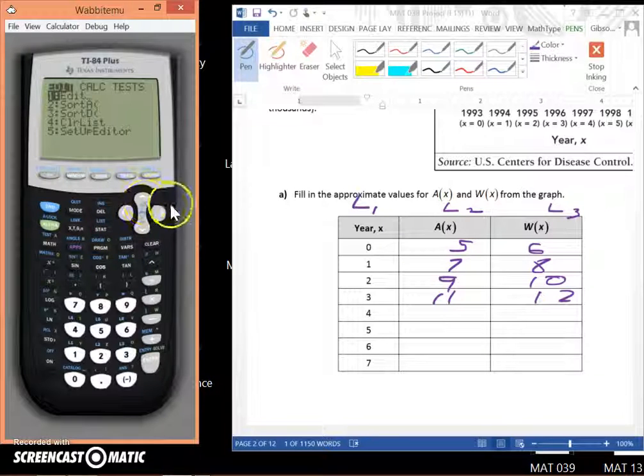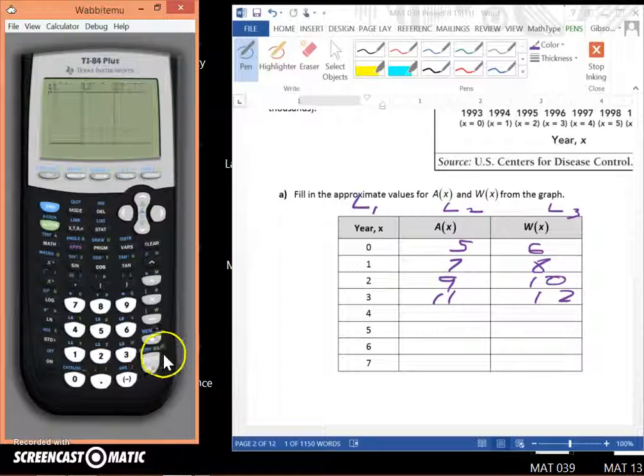So we'll go to Stat, we'll press Enter. We got to clear out L1 and L2. The procedure is basically the same as what we covered before. Now we're going to enter in the values for L1, which is your year. So we have 0, enter, 1, enter, 2, enter, and 3, enter. Okay, now we will go to L2. We will have 5, 7, 9, and 11.